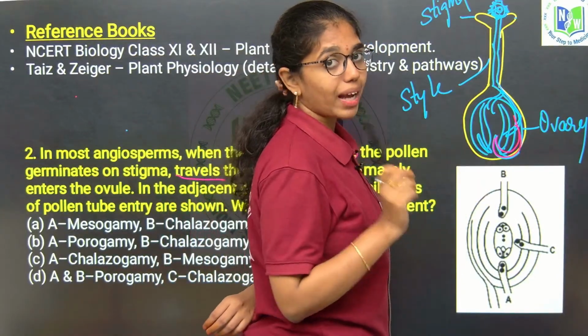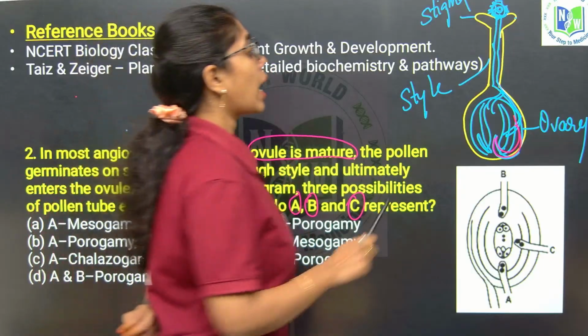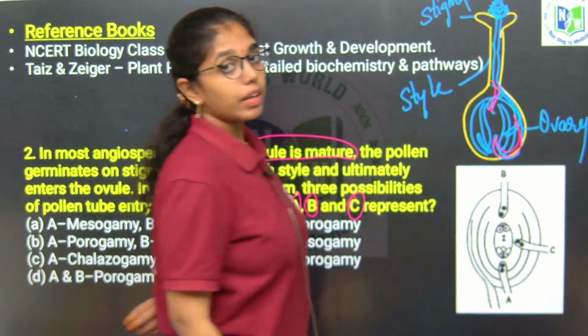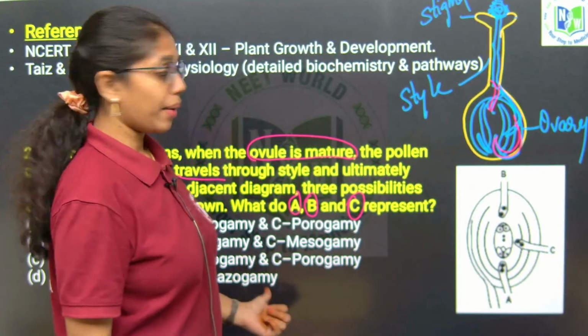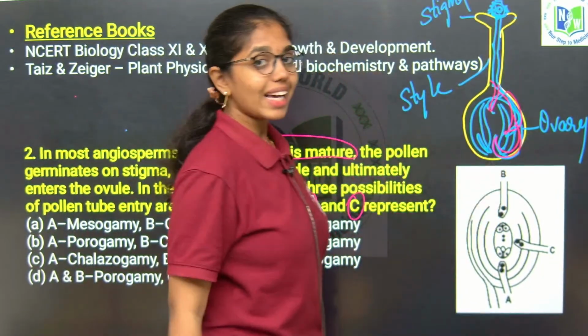If the pollen tube is entering the ovule from the micropylar end, we will call it porogamy. If the pollen tube is entering the ovule through the chalazal end, we will call it chalazogamy. And if it is entering through the integuments, we will call it mesogamy.